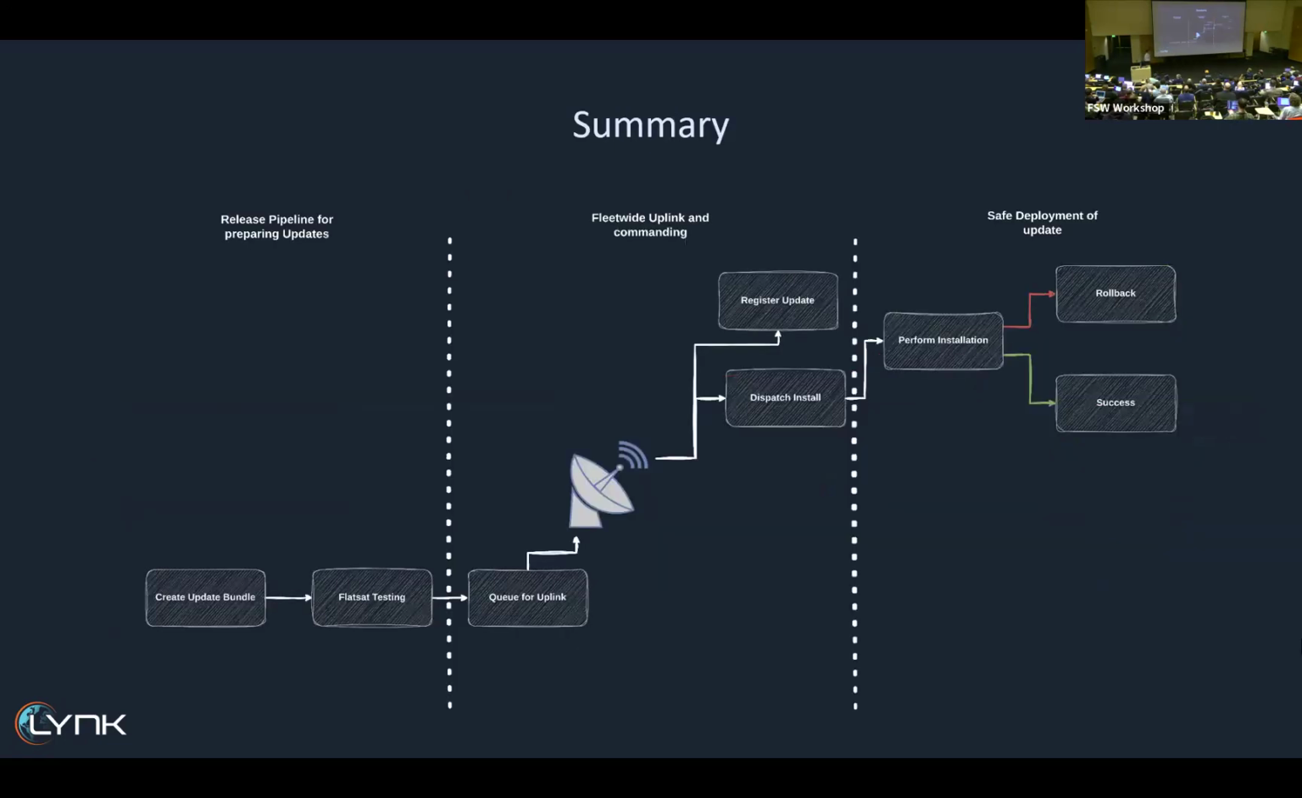So bringing that all together, there are 3 pillars to a good system. The first part is preparing the pipeline and updates, which is preparing the bundle and running the flatsat testing. The second part is getting it on the spacecraft. That's uplinking the files, registering it, and then finding a time through the scheduler to command the update. And the final part is the safe deployment of that update, which is performing the update, going through that state flow diagram, and either rolling back the update if it didn't work or marking it as a success.